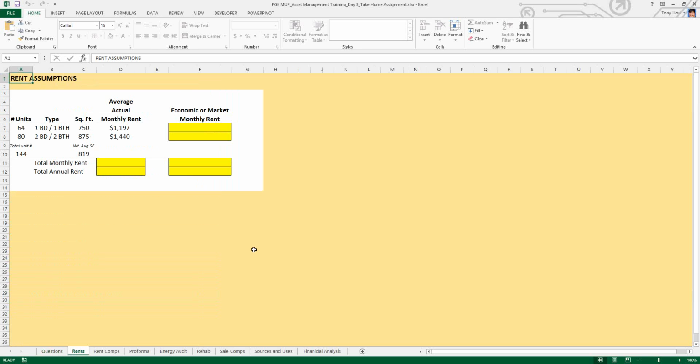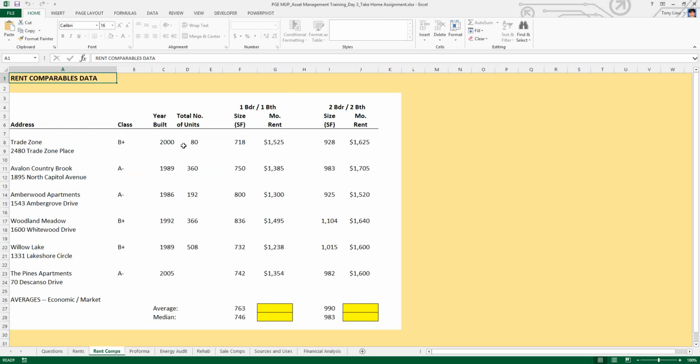In this one slide, there's rents, right? I pre-filled in this particular example a 1-bedroom, 1-bath, and a 2-bedroom, 2-bath, and I gave you average actual rents. What I'd like you to do is calculate total monthly rent and total annual rent based upon this information. And then I want you to do a market analysis, right? I've given you rent comps of similar units. So tell me what the economic rents would be, assuming that these are comparable properties.